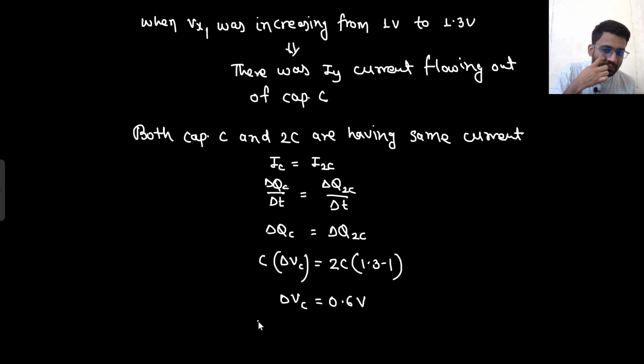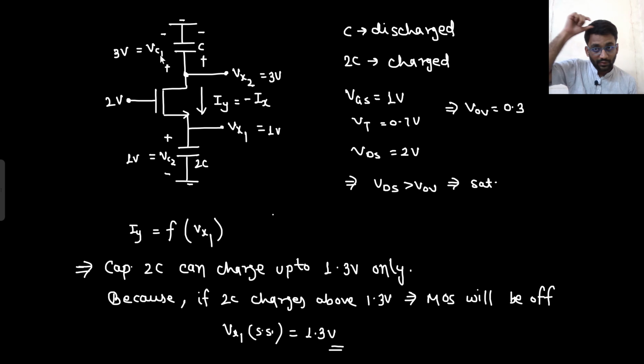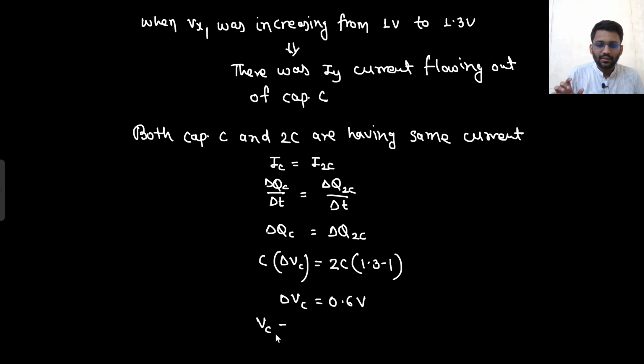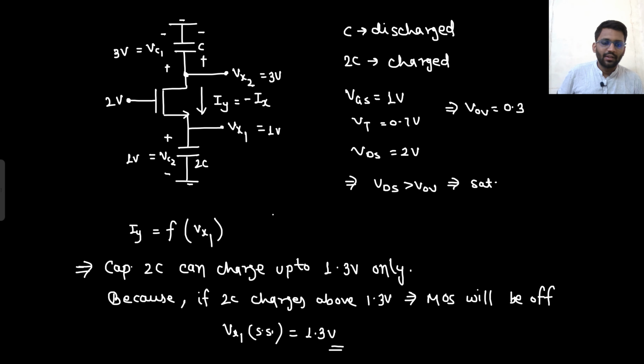Final voltage you don't know, minus initial voltage you know. So what is the initial voltage? Forget about this. You just know the change, that is 0.6 volt. And one thing I know, initially it is charged to 3 volt. Now there will be a change of 0.6, so it will go down to 2.4 volt because C is getting discharged.